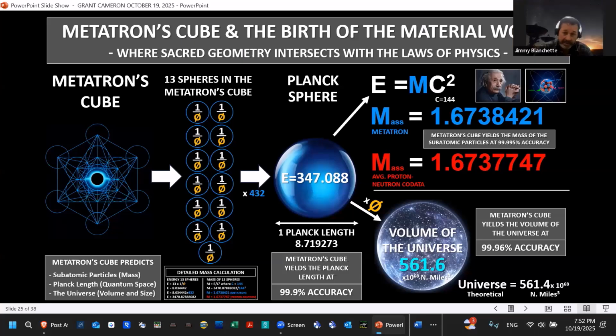So this is the solution I'm proposing, to connect the sacred geometry of Metatron's cube to our material reality and even the universe we live in.